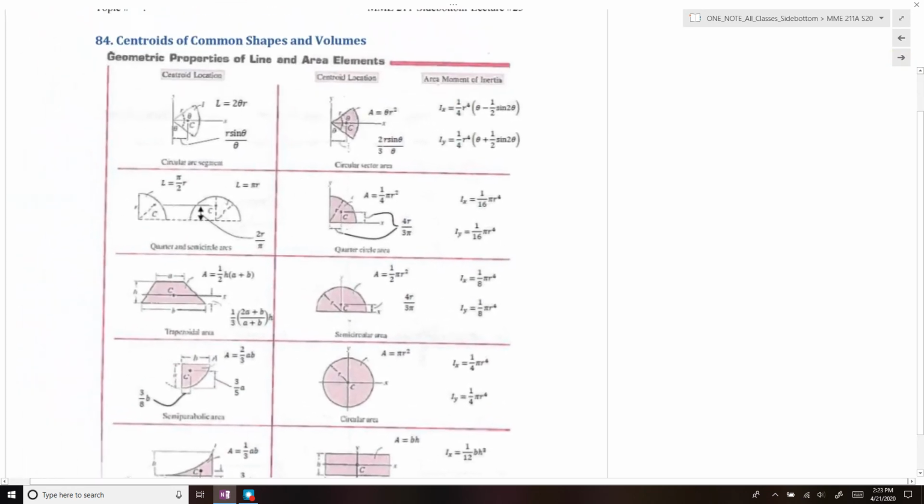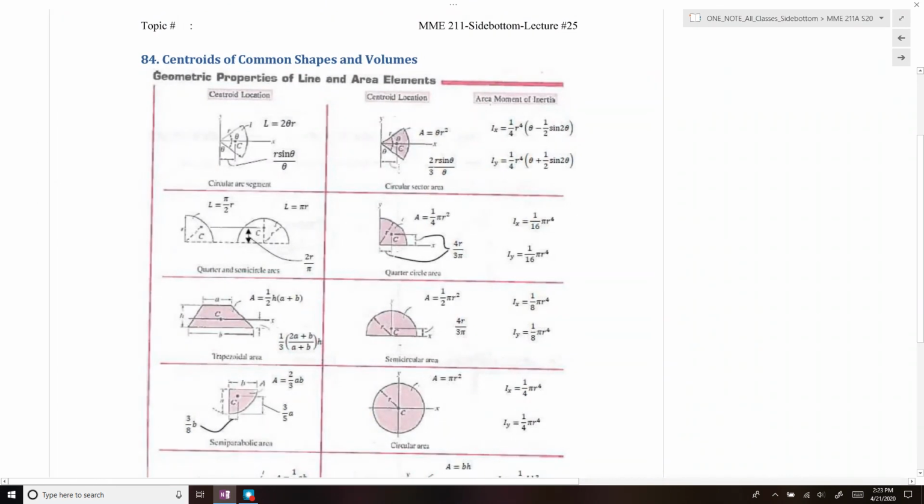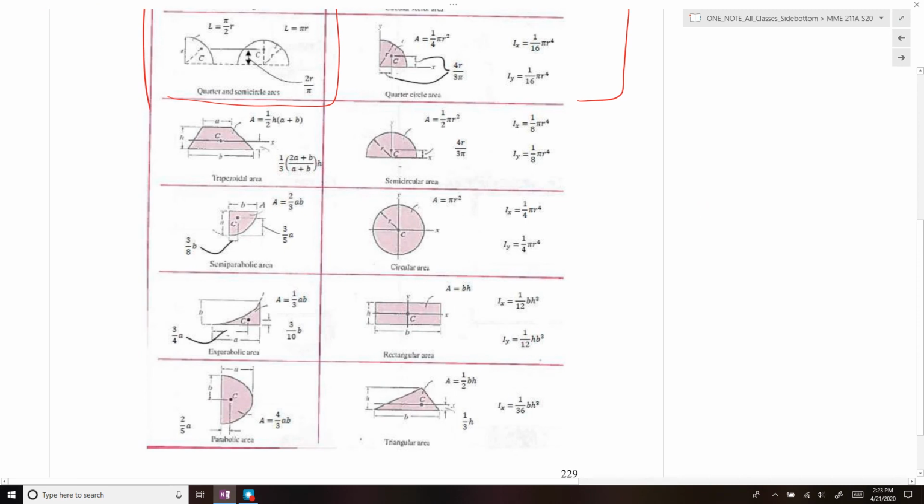there's a list of common centroids of common shapes and volumes. So we have areas for the most part. We have these two that are lines. But the rest of this table is just a bunch of areas, and they give you some information about where the centroids would be for given shapes.